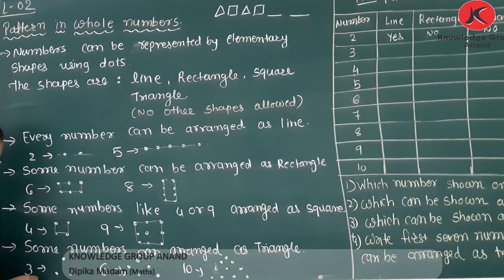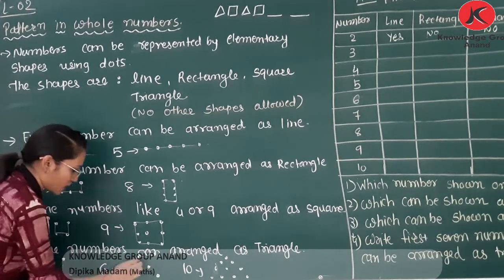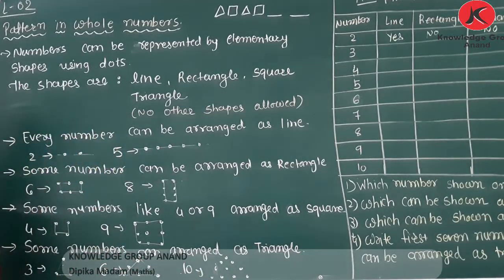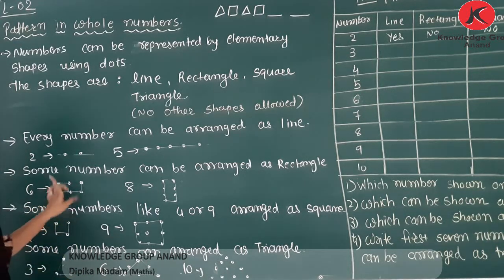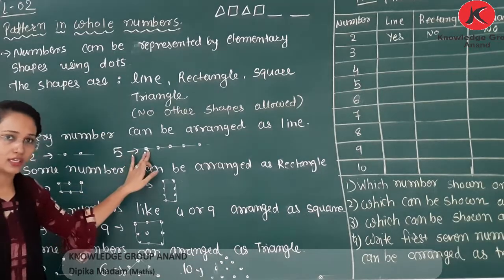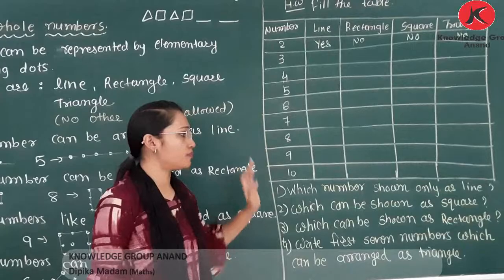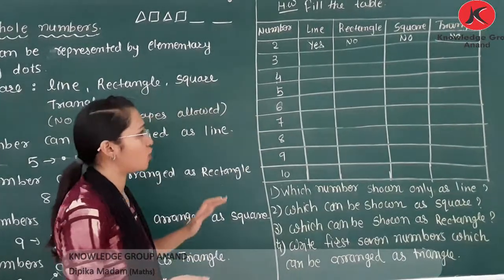Next, some numbers can be arranged as a triangle. You can see the first number, 3. So 3 dots can be arranged as a triangle. 6 can be arranged as a triangle. 10 also can be arranged as a triangle. It is possible that 6 can be arranged as a triangle, also as a rectangle, and also as a line. Clear?